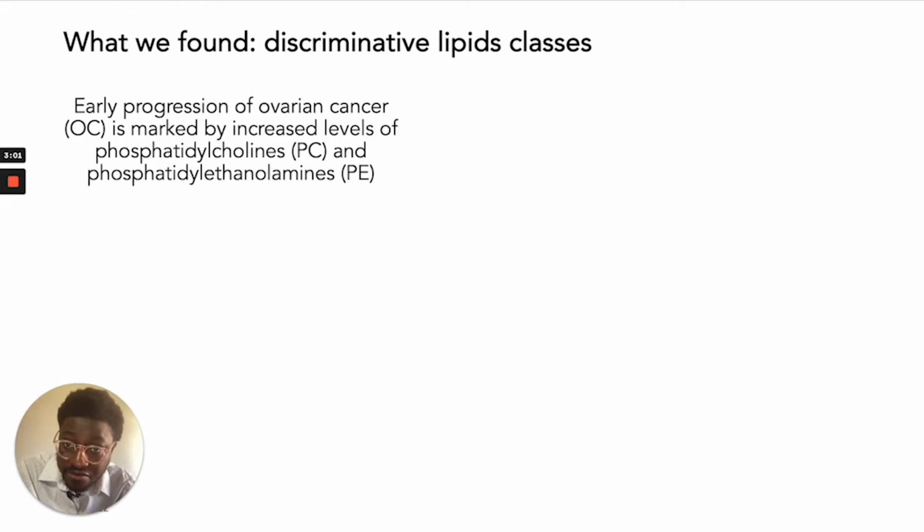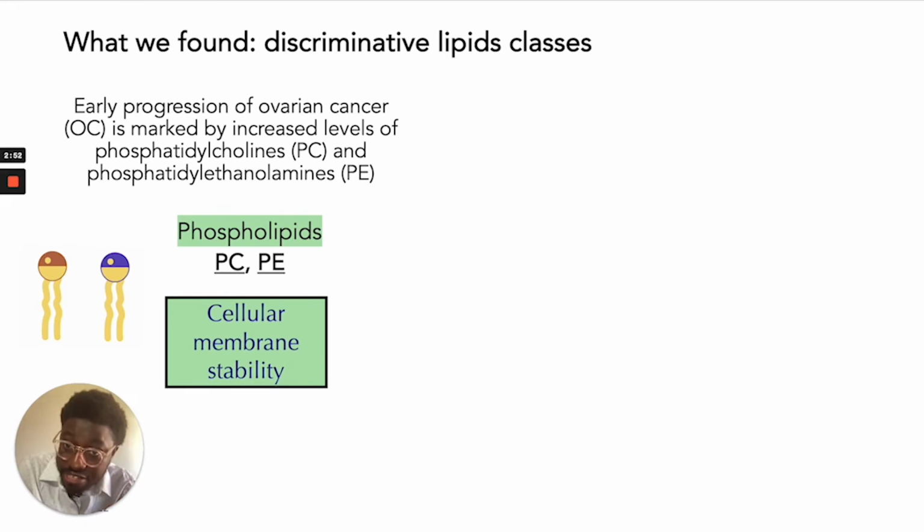Early progression of ovarian cancer is marked by an increase in the levels of phosphatidylcholines and phosphatidylethanolamines. And these are phospholipids. They are important in cellular membrane stability. And of course, the species of these lipid classes would be important candidates for early diagnosis.